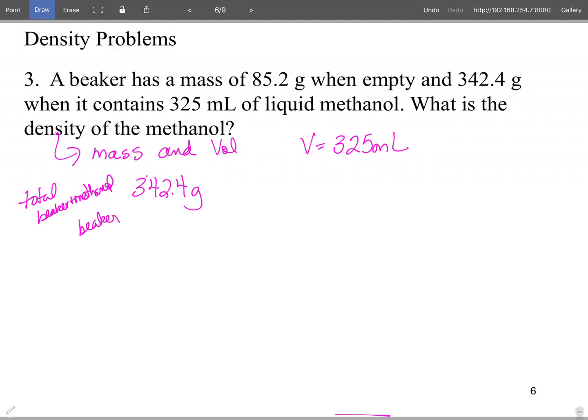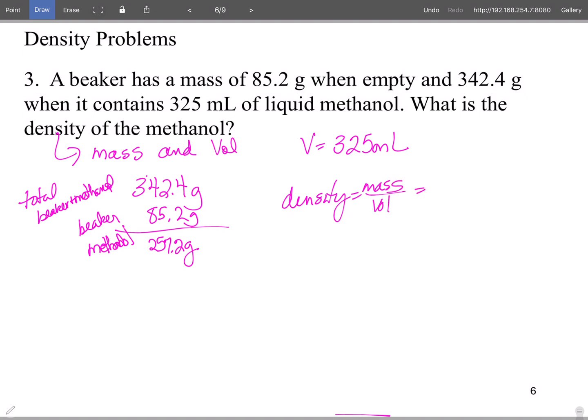Just the beaker itself is 85.2 grams. If we subtract the beaker mass from the beaker plus methanol, then we're left with just the methanol. If you were to do it in reverse, then the methanol plus the beaker should equal the total. And so we end up with 257.2 grams of methanol. So our density, again, is equal to mass over volume.